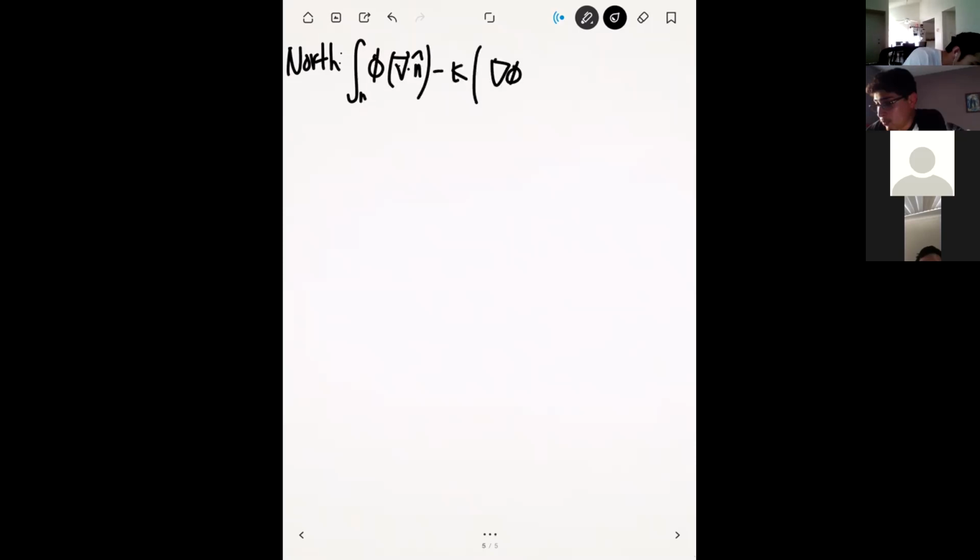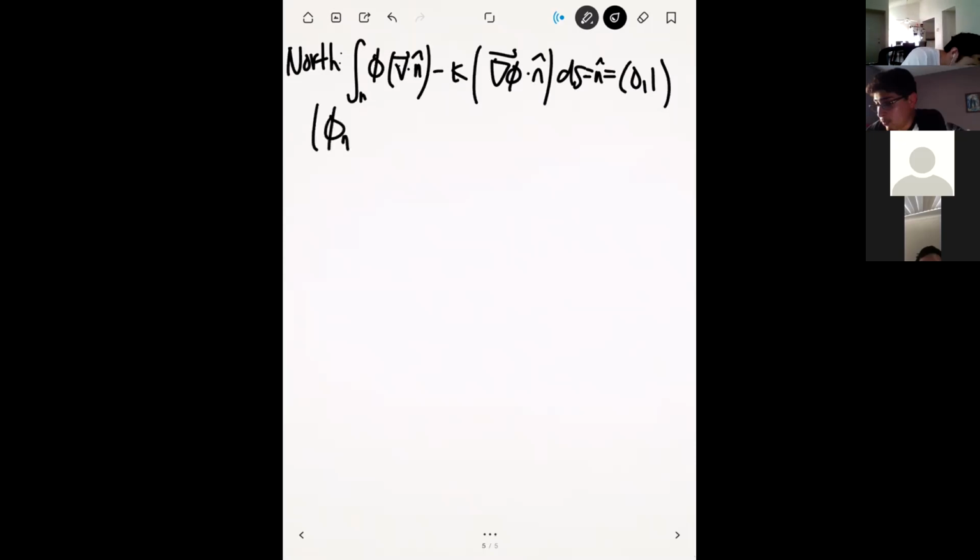Okay, so that's 3 out of the 4. So let's do the last one. The last one is the north face. So we have the integral over the north face of phi v dot n minus k gradient of phi dot n ds. For the north face, our n hat is going to be equal to 0 comma positive 1. If we perform those dot products and apply trapezoidal rule, we end up with the following.